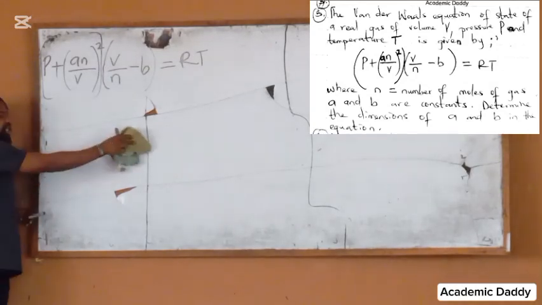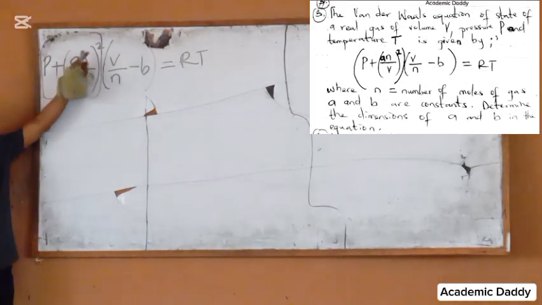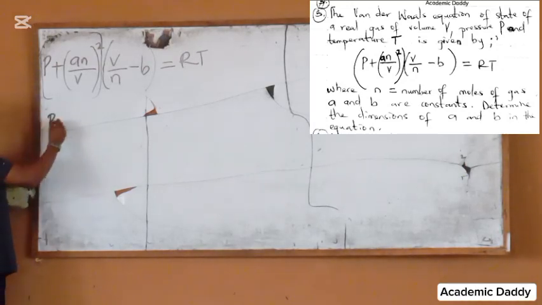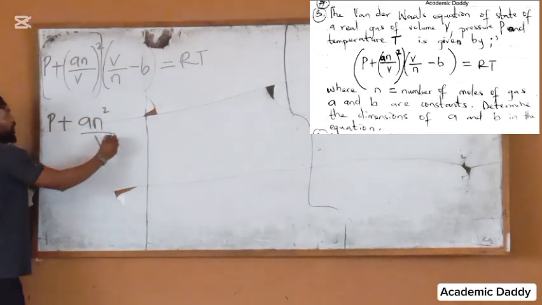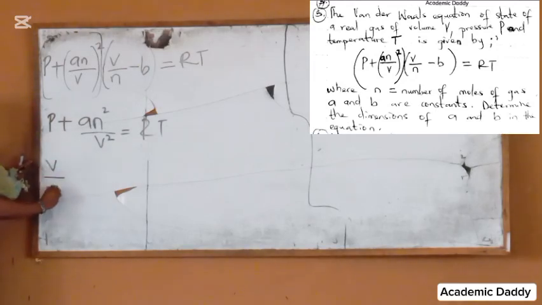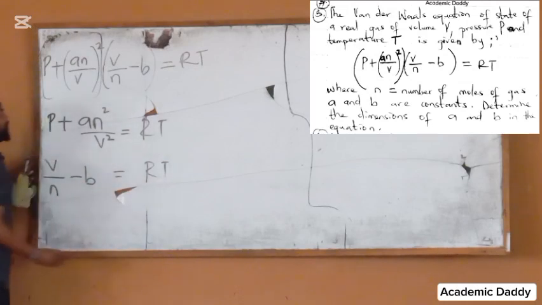We'll simply say, okay, all the things I know about dimension, let me apply it to this question and solve. So for me to be able to do that, I will first of all simplify the A, so that A will become such a formula. So applying the first law of dimension, the third law of dimension, or is it the second law? I will simply say that P plus A N all square all over V square will be equal to RT. And then V over N minus B will be equal to RT.